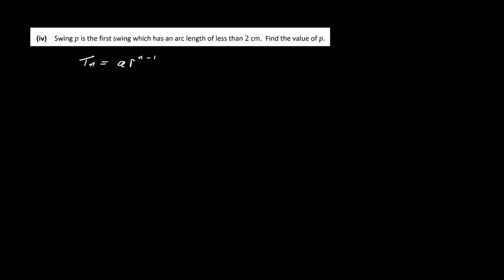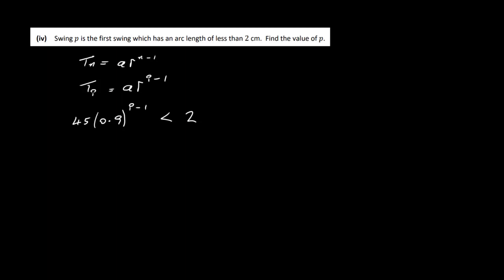Now in our case we want swing P, so I'm going to say TP here, if you like, is going to be equal to a r to the power of P minus 1, and we want that to be less than 2 centimeters. So we want a, which is 45, times r, which is 0.9. We want to raise that to the power of P minus 1, and we want that to be less than 2. So you just got to solve this really.